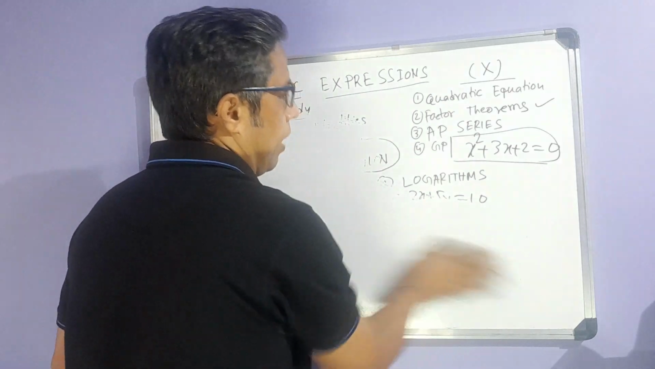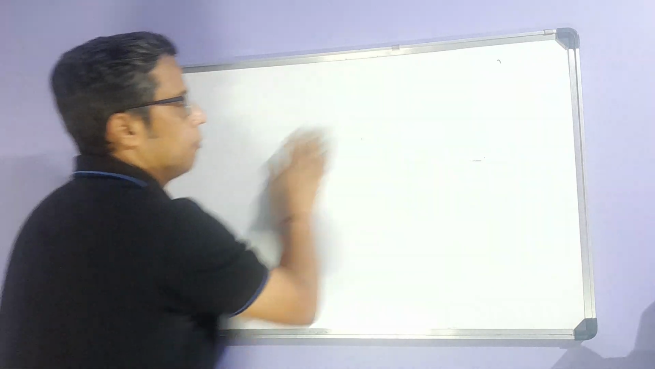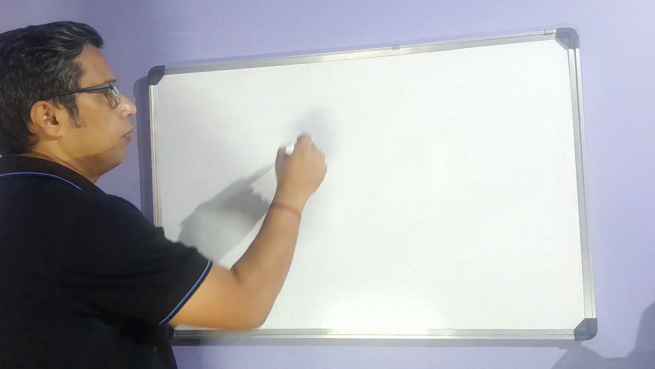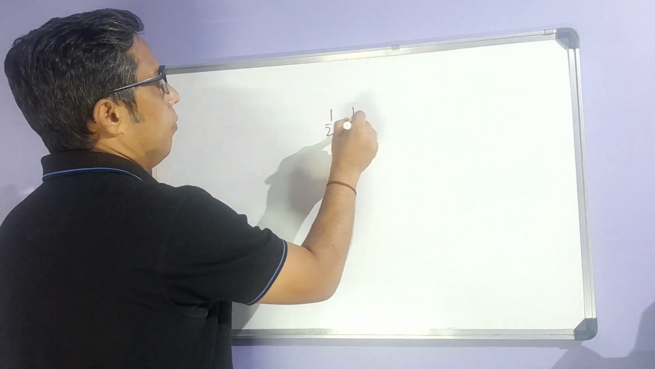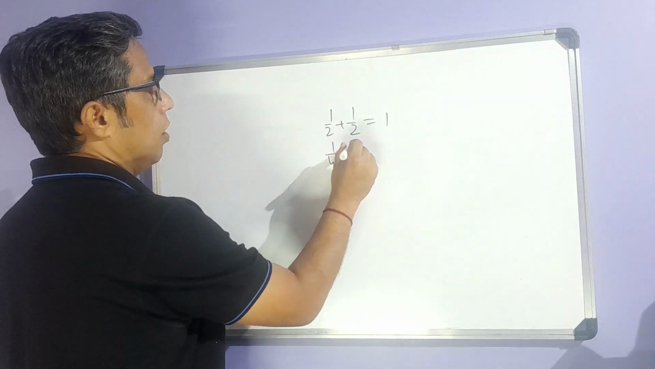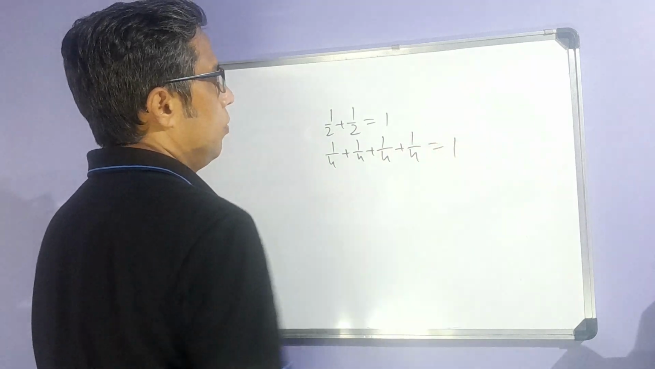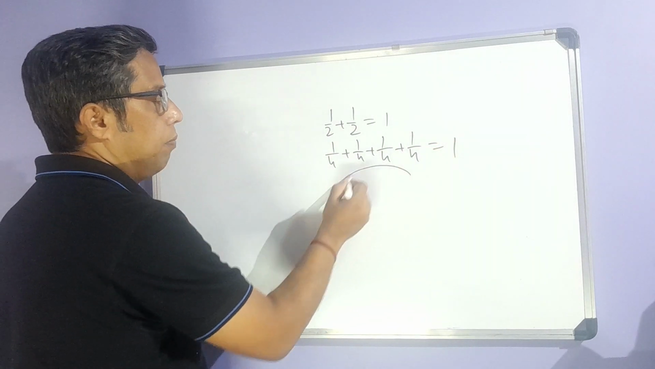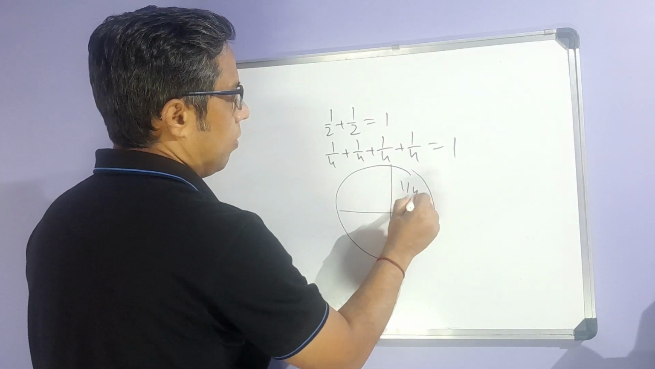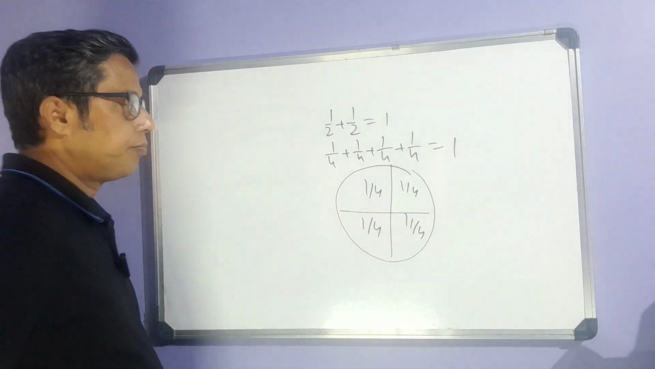The fraction. We start the fraction part from class 6, but it's a very key part where we make repeated mistakes. For example, 1 by 4 plus 1 by 4 plus 1 by 4 plus 1 by 4 will be 1. How does it happen? If you take a circle and make it into 4 pieces, this is 1 by 4, this is 1 by 4, this is 1 by 4, this is 1 by 4.